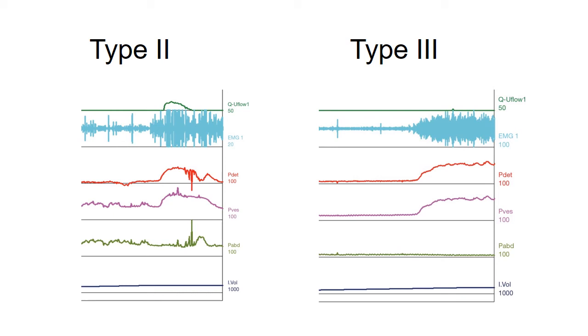So type 2 and type 3. In type 3 there is a crescendo decrescendo firing, and in type 2 we can see intermittent recruitment throughout.